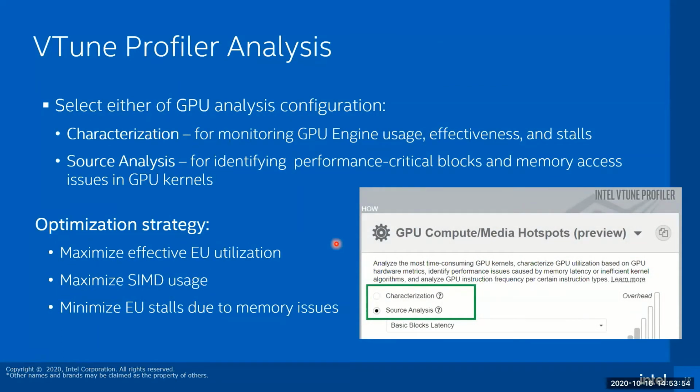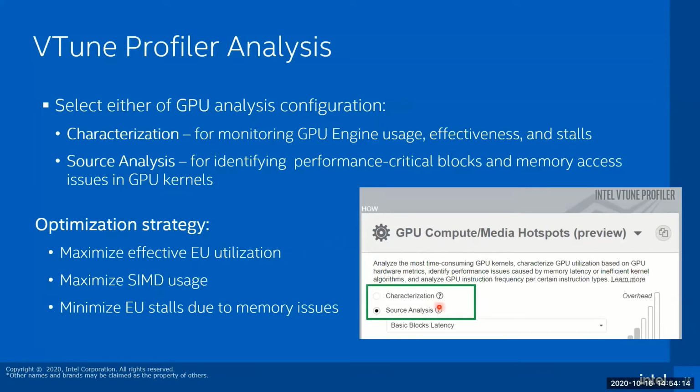So actually in this CPU compute media hotspot analysis, there are different flavors or different options for analysis. And there are two main or basic ones: characterization and source analysis.